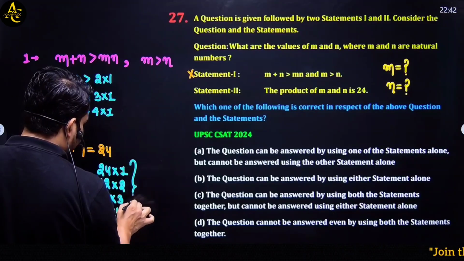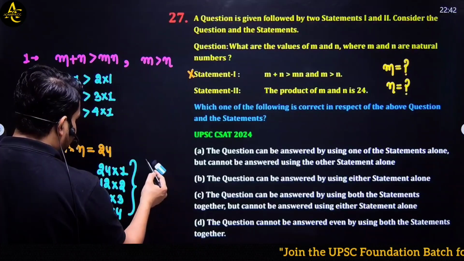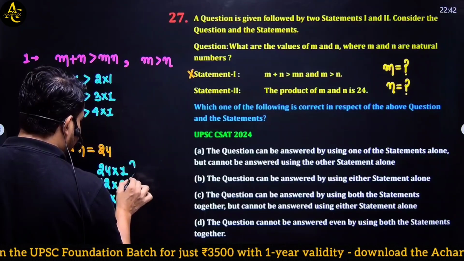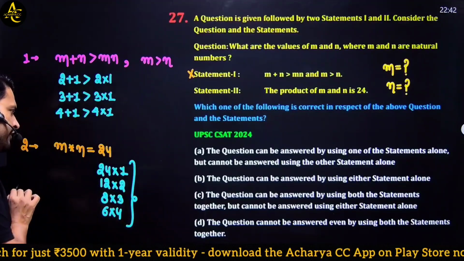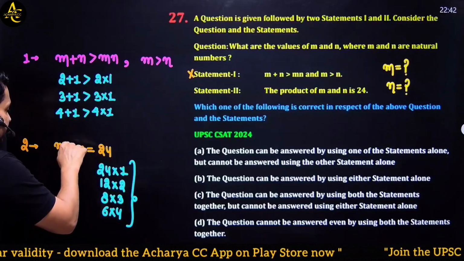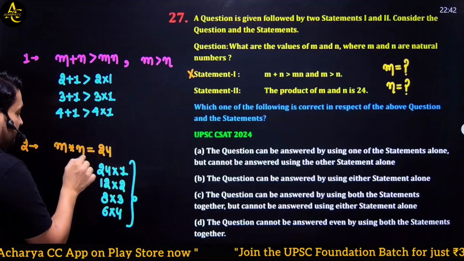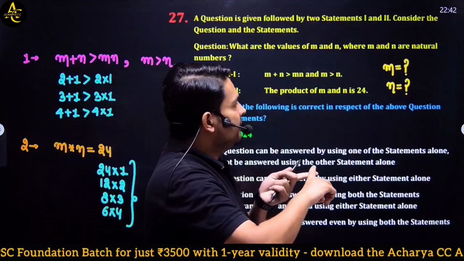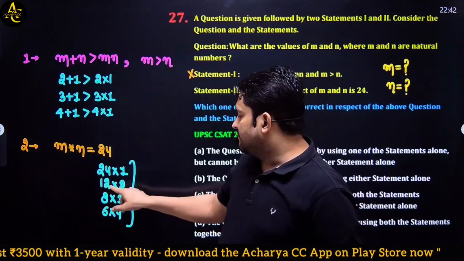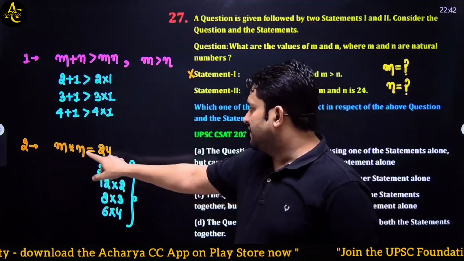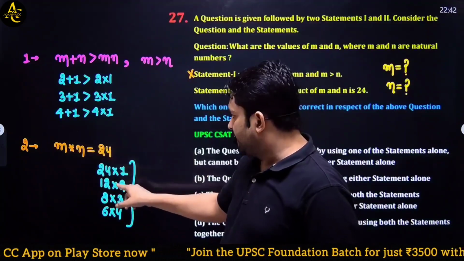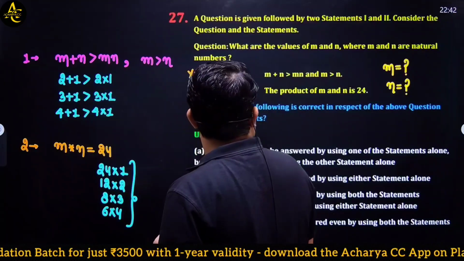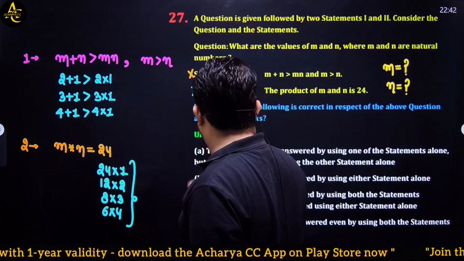So what do I have? If I take m equal to 24, then n is equal to 1. If I take n equal to 24, then m equal to 1. This condition will give me two values of m and two values of n. Again, if m equal to 12, n equal to 2, and if m equal to 2, n equal to 12. So the second statement also fails to tell me the exact value of m and n.